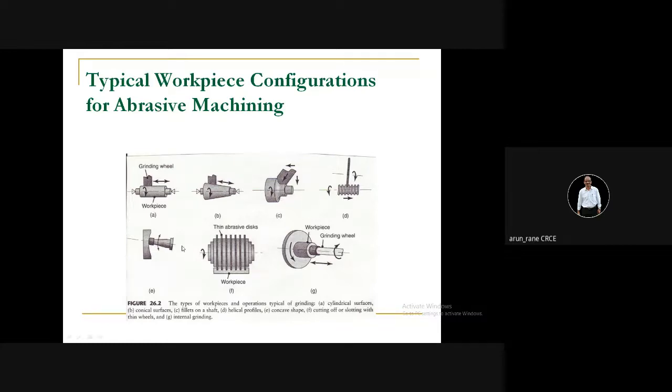This is again cylindrical grinding in which the workpiece is not inclined, sorry, the grinding wheel is inclined like this. This is the axis. Now here you have to grind many slots in the workpiece, like table slots.